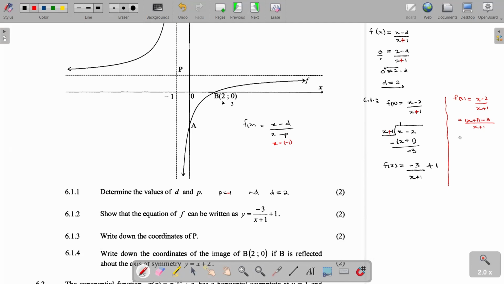Then from there, we distribute the denominator. So we are going to have (x plus 1) over (x plus 1) minus 3 over (x plus 1), which is going to give us 1 minus 3 over (x plus 1). So conclusively, our f(x) is equal to -3 over (x plus 1), plus 1.